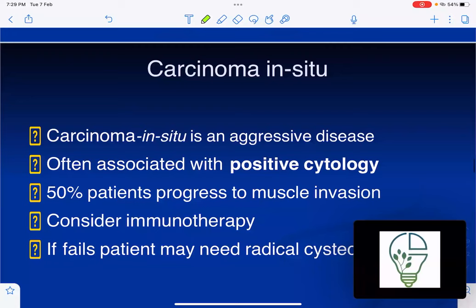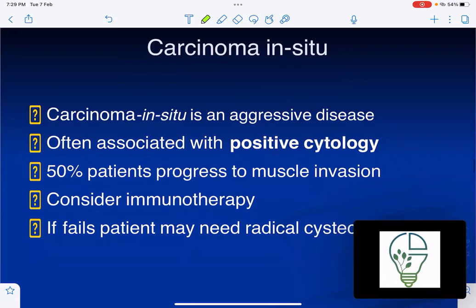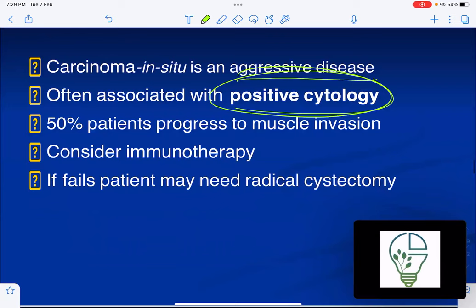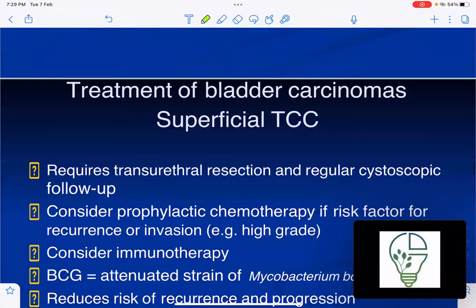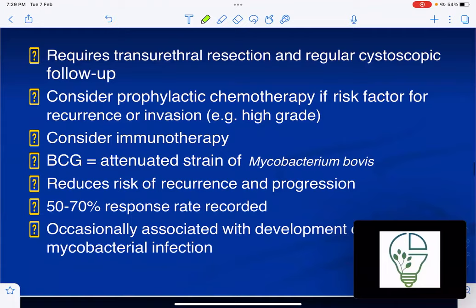Now, carcinoma in situ. When we talk about carcinoma in situ, it's basically an aggressive disease. It's associated with a positive cytology. Almost 50% of the patients have muscle invasion. We can try other things. With bladder cancer, we do try chemo and radio and everything. But we can also consider immunotherapy. And if nothing works at all, we just remove the whole bladder. We go for a cystectomy and we remove the whole bladder itself, while we change the urine. We'll talk about that in a bit.